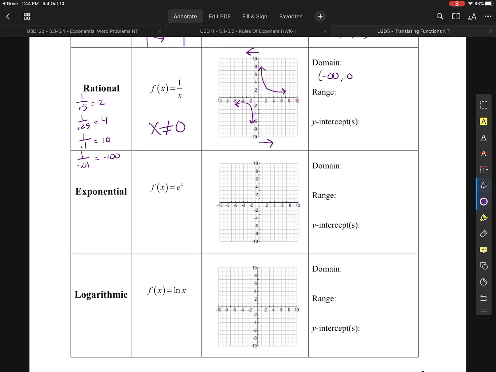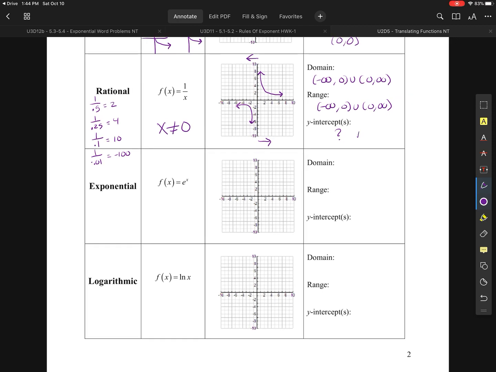(-infinity, 0) union (0, infinity). Is there a y-intercept? Nope, there is none.